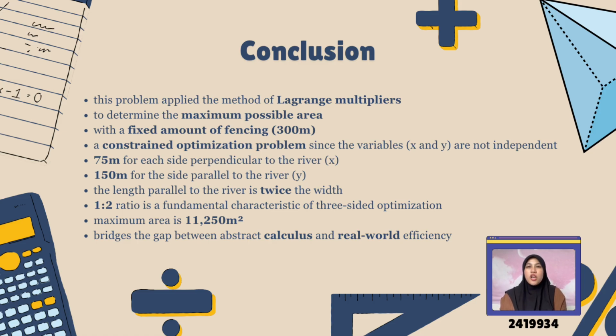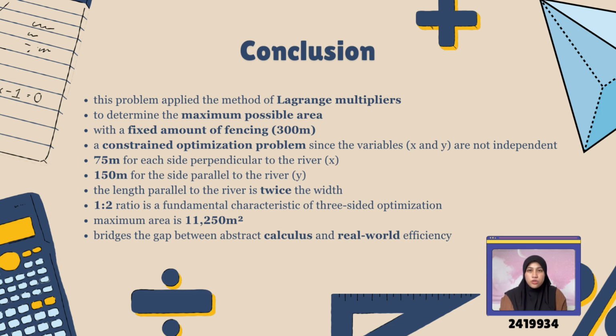From the calculation, the optimal dimensions were found to be 75 meters for each side perpendicular to the river, x, and 150 meters for the side parallel to the river, y. This result shows that the length parallel to the river is twice the width. This 1:2 ratio is a fundamental characteristic of three-sided optimization, while a square 1:1 ratio is ideal for a four-sided enclosure. The missing boundary of the river allows more enclosure of the land in a 1:2 ratio with the same amount of fence, resulting in the maximum area which is 11,250 square meters.